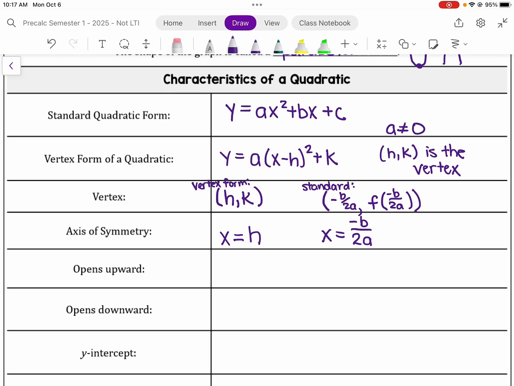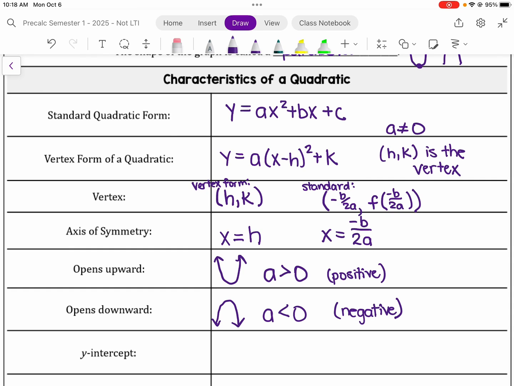Remember, in order for it to open upwards, so what we mean is open like this, a has to be greater than 0. So it has to be positive. And in order for it to open down, a has to be less than 0, aka negative. Okay.